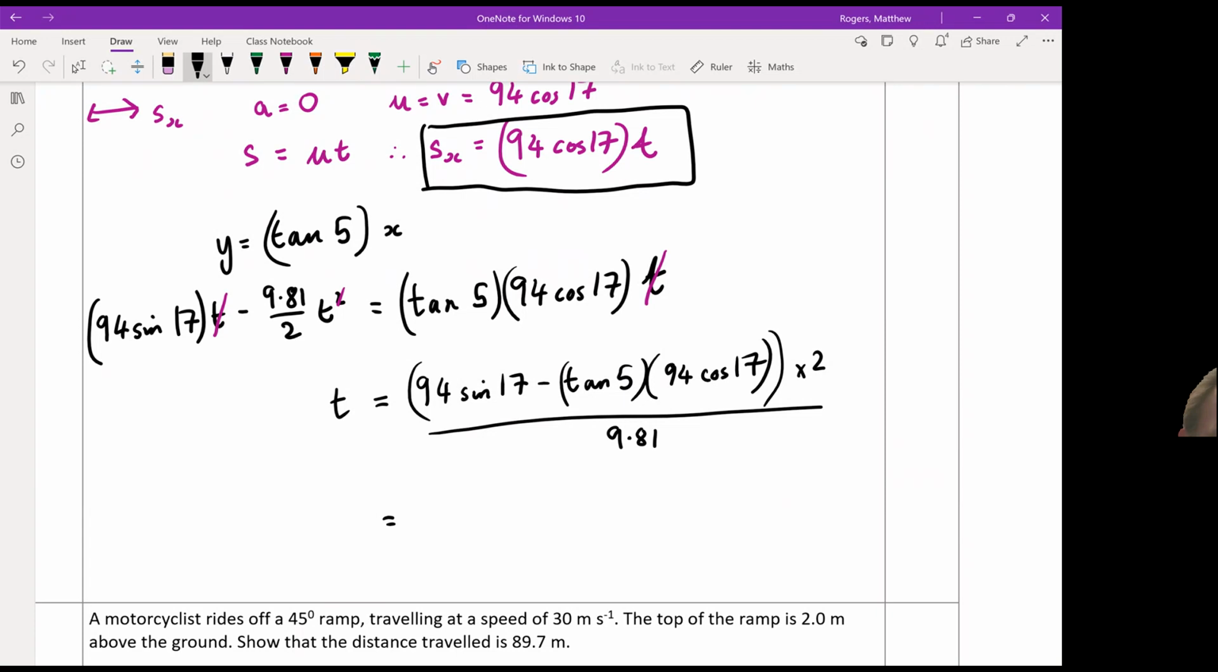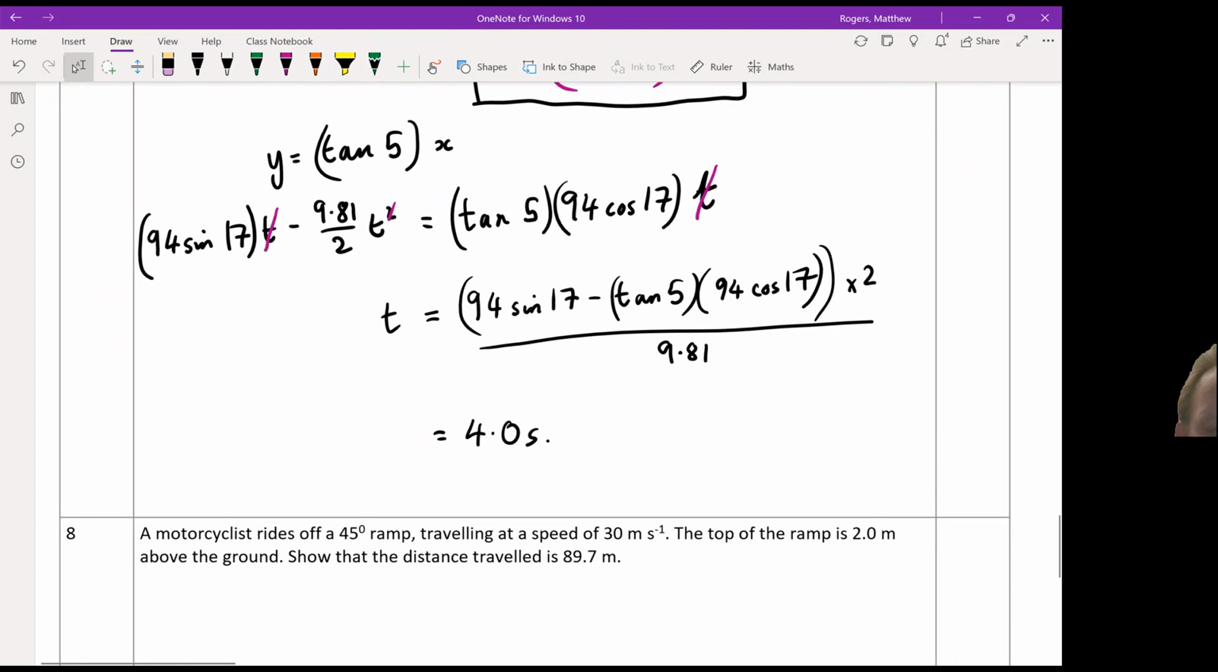So let's start with tan 5 multiplied by 94 cos 17. We're going to do 94 sine 17, take away that answer. We're going to multiply that by 2 and then divide by 9.81. There we are. That gives me a time of 3.999. It's 4 seconds to two significant figures. It's 4 seconds to more significant figures as well, bizarrely.